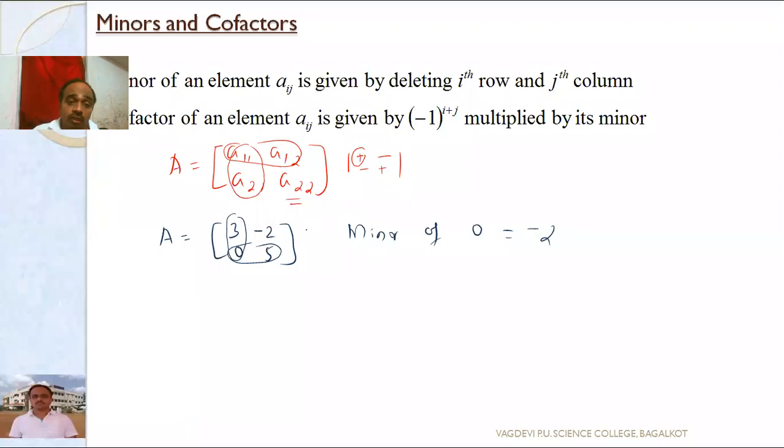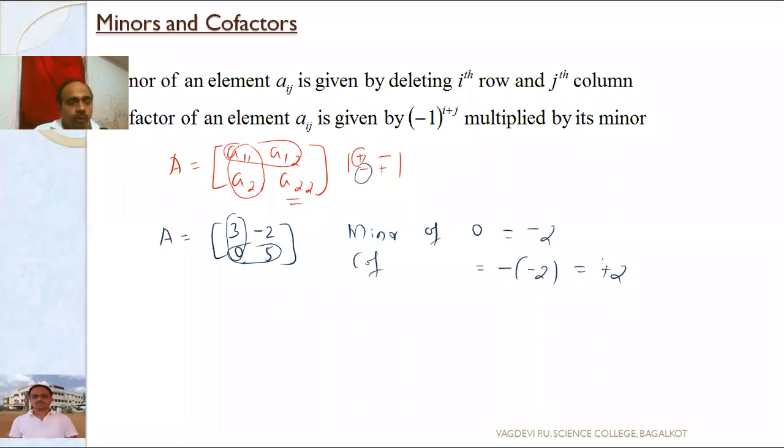And what will be the cofactor? To find the cofactor, you have to look at the sign. I have written the sign scheme. For 0, the positional sign is minus. So the cofactor will be this positional sign times the minor. Minus of minus will be +2. Like this, you can find the minors and cofactors of all the elements.